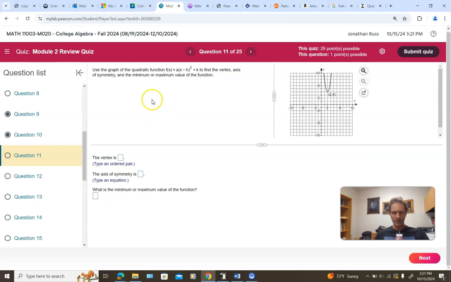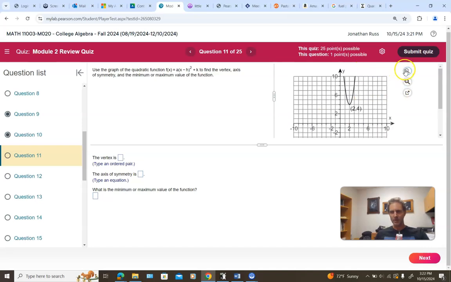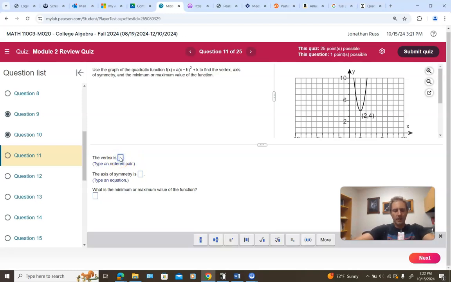All right, so let's look at this one. Here what we've got is the graph of a quadratic function. It's already graphed for us. So we want to find the vertex. The vertex is the center point, so it's going to be 2, 4. Type it in as an ordered pair.